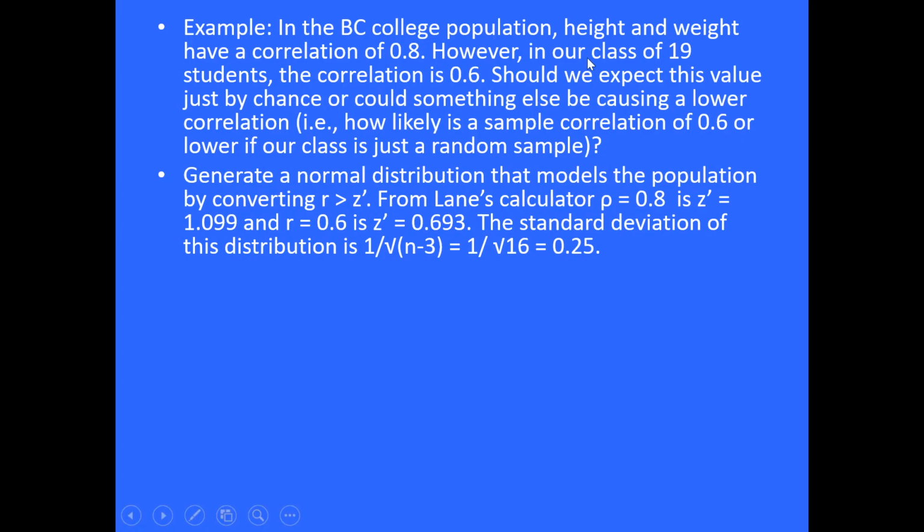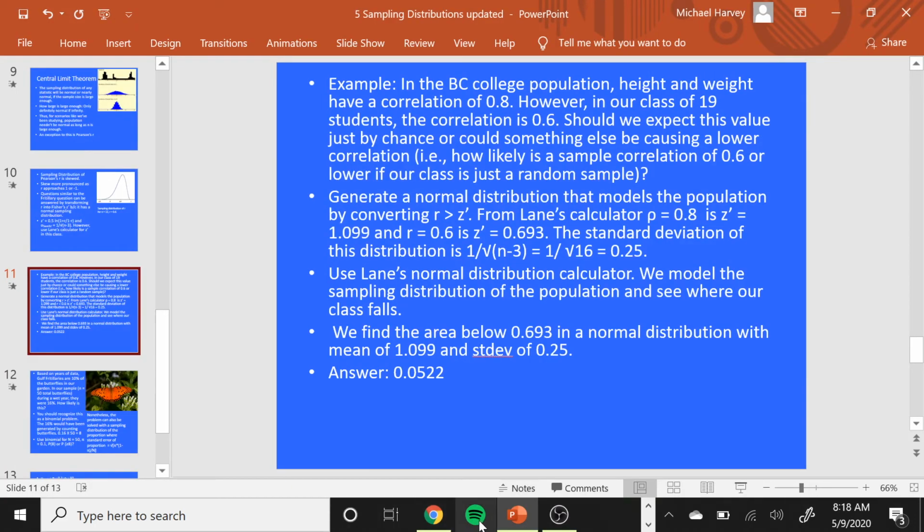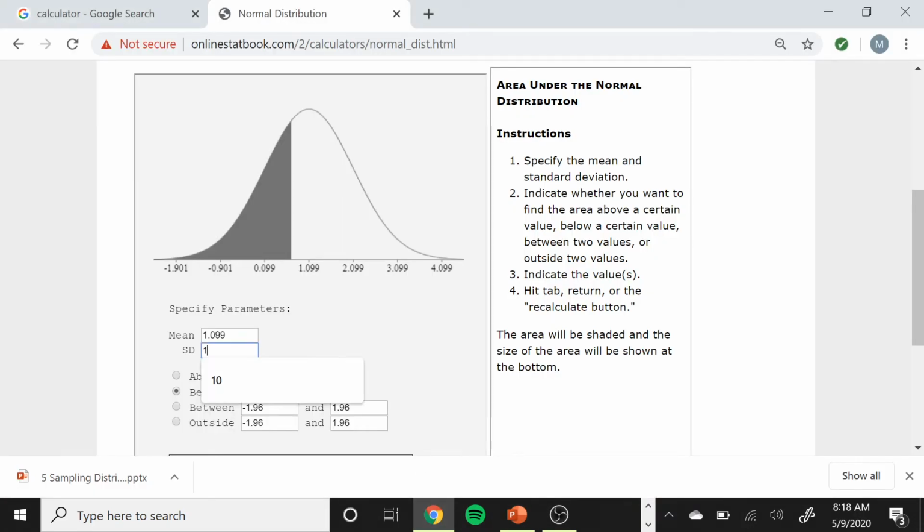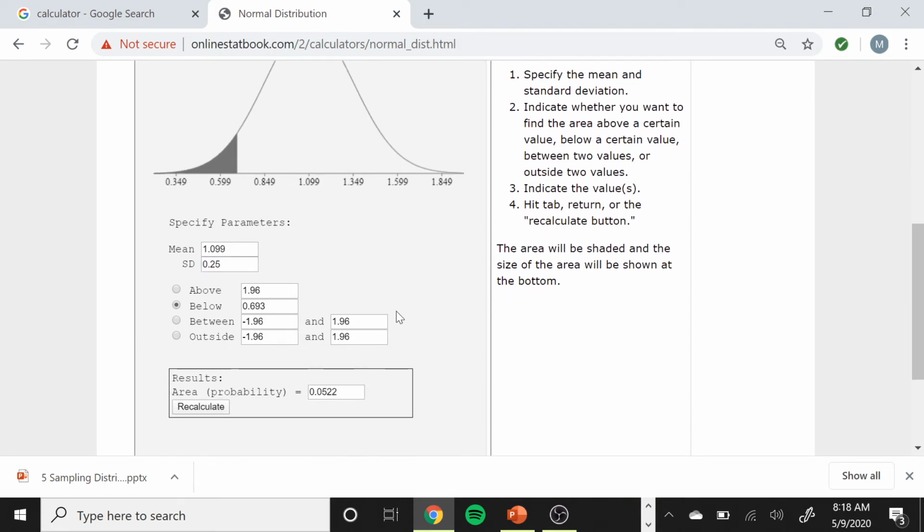So in the case of our class, we said our class had 19 people. So that would be 19 minus 3 is 16. So 1 over the square root of 16 is 0.25. Okay, so let's go back to our model here. Okay, now we got it.